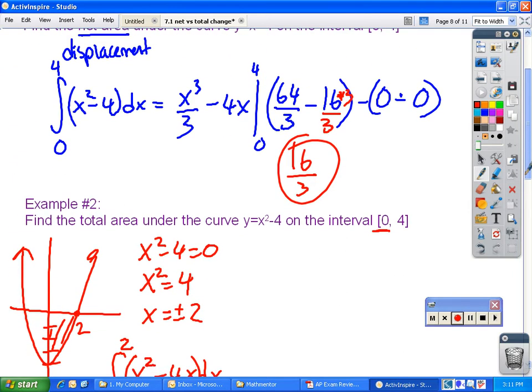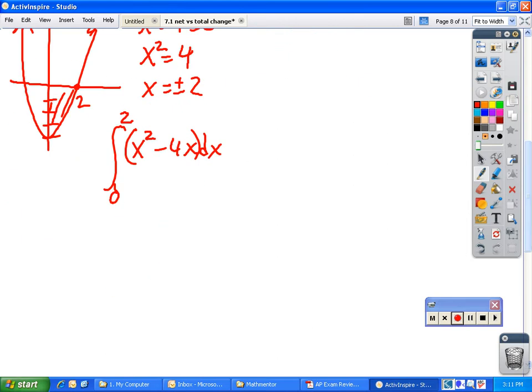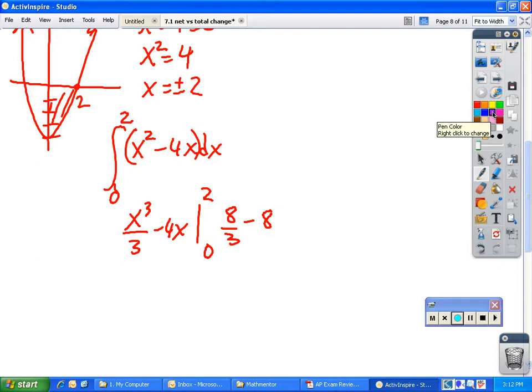It was x cubed over 3 minus 4x from 0 to 2. And if I plug in 2, I've got 2 cubed, or 8/3, minus 8. Let's just look at that. If I give this a denominator of 3, and I multiply the top by 3, that's 8 minus 24, which is going to be negative 16/3. It is negative because it's below the x-axis.